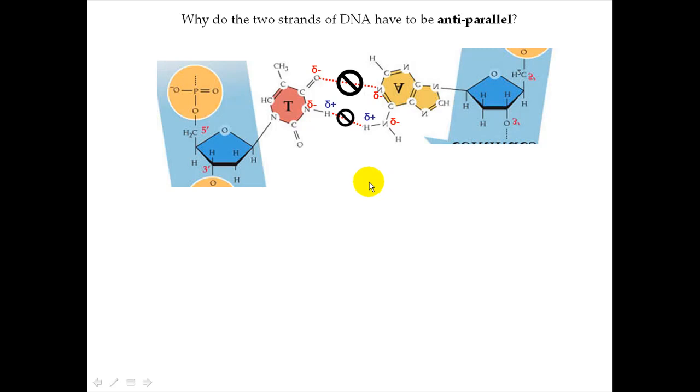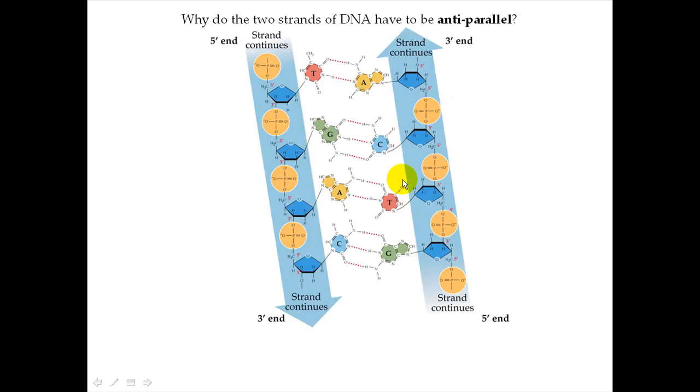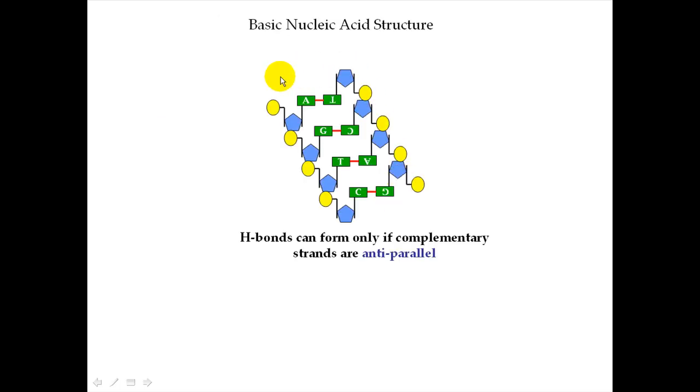So the bottom line is that, so we'll write it down here. If two DNA strands are parallel instead of anti-parallel, then the complementary nucleotides won't be able to hydrogen bond with one another, like we just showed you here. All right. So again, that's the reason why DNA is always shown like this, like the two strands are flipped in relation to one another. It's so that these hydrogen bonds can form.